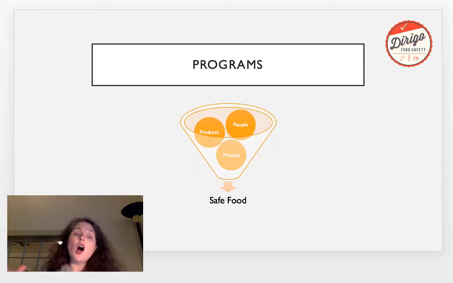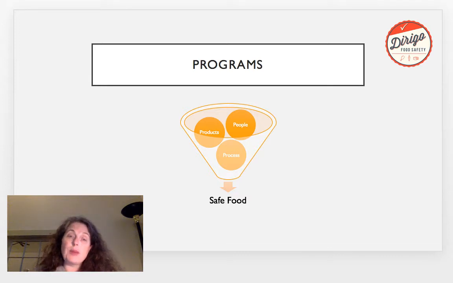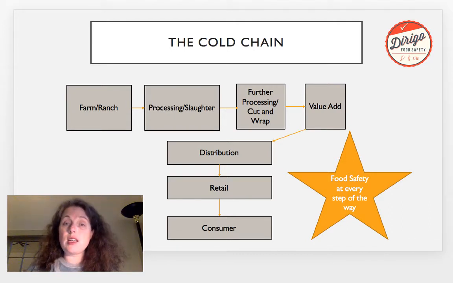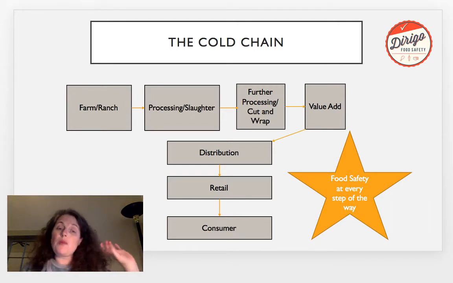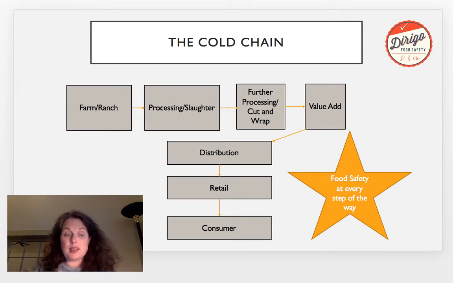So we take all of that and we put it into this funnel and we do these programs. We have people programs, we have products, and we have process, and we combine it with all that education and training, and we make safe food. And we do it at every step of the way. This is the cold chain as it occurs in food. We start back at the ranch, and we take it through processing, all the way through distribution, through retail, and to the end consumer. And we need to have food safety at every step of the way.